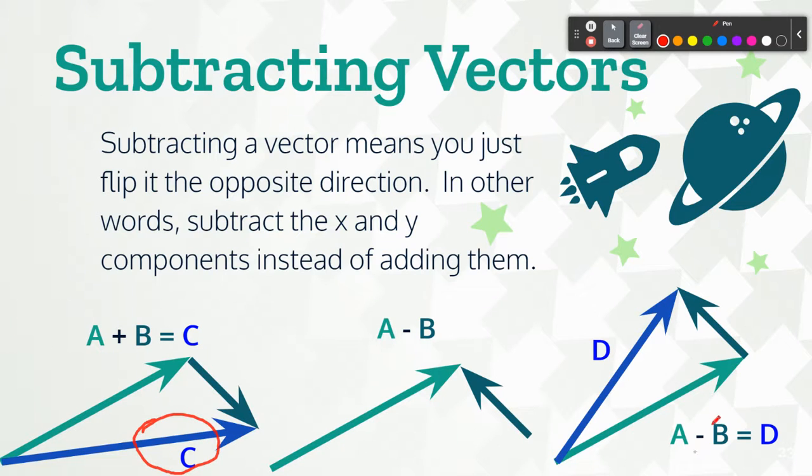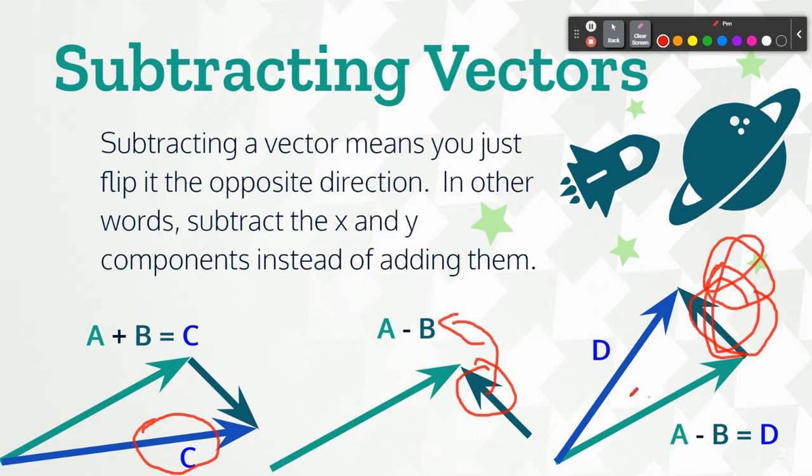And if I subtract b, I have to move this arrow. It was over here, and I have to move it up there so it matches this. And that's going to give me a different resultant vector, and that is going to be d. So you can see how a plus b is different than a minus b.